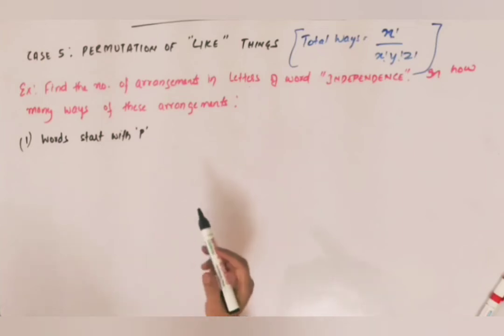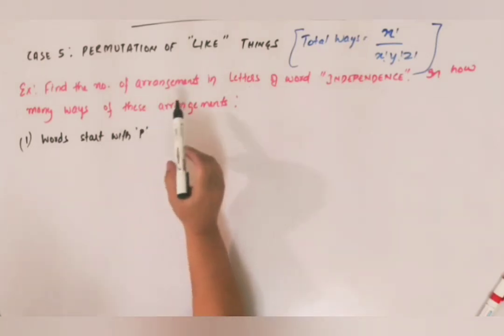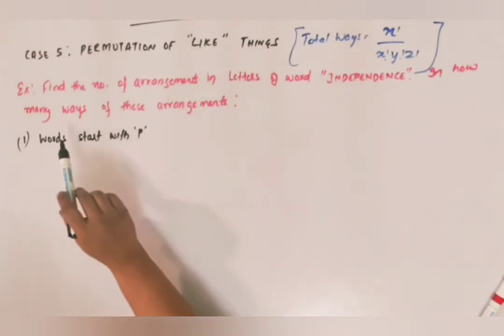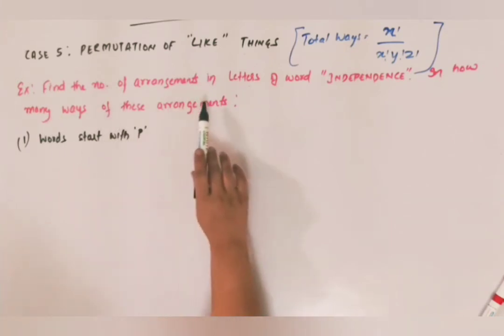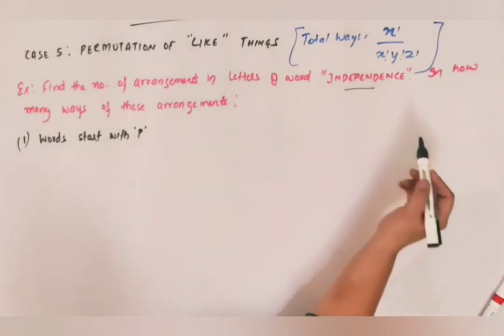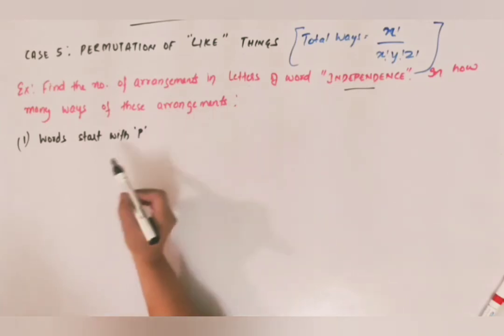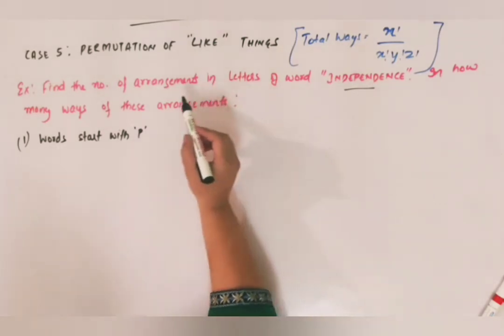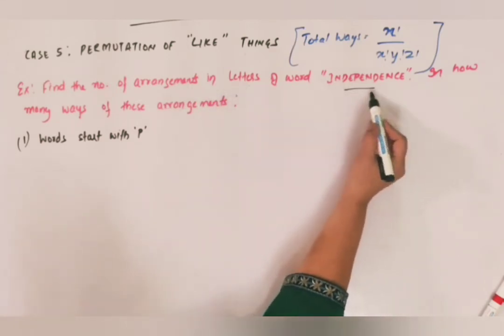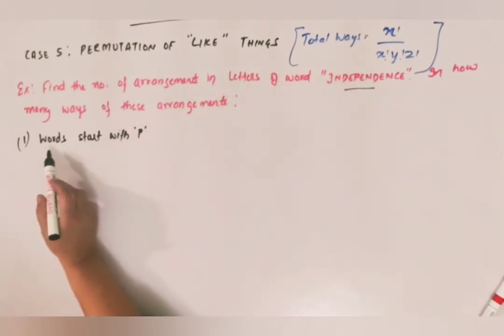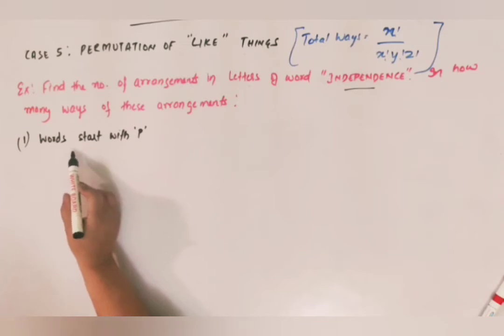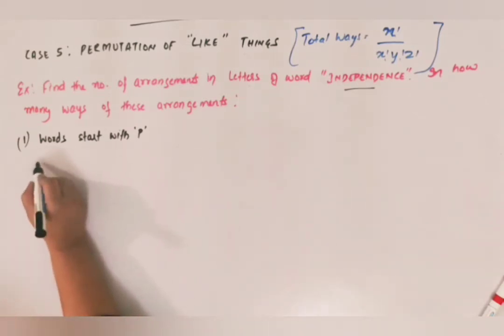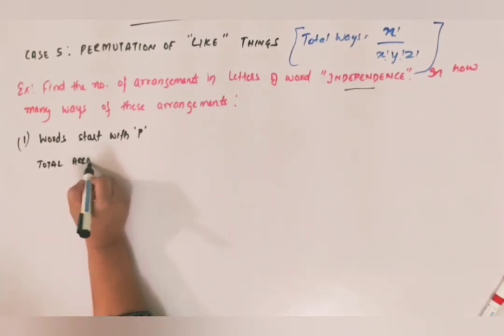So let's take an example to determine permutation of like things. What's the example we have? Find the number of arrangements in the letters of the word INDEPENDENCE. In how many ways of these arrangements can words start with P? There are two parts to this question. One is you have to find the number of arrangements in the word independence. And then we'll have to find how many ways we can have words starting with P. So first let's find total arrangements.